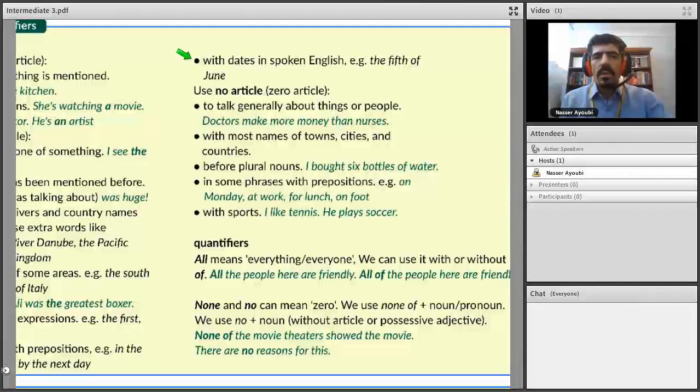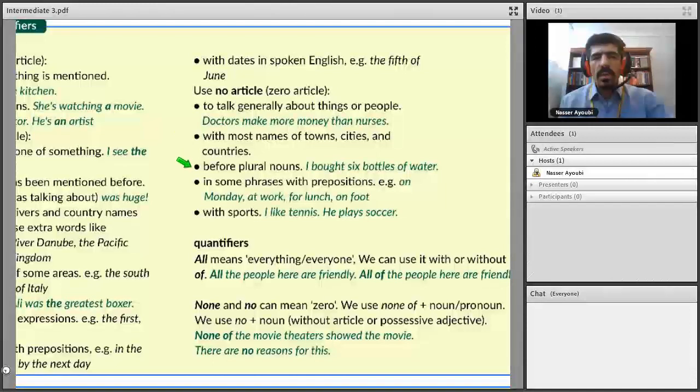And no articles, zero article. To talk generally about things or people. Doctors make more money than nurses, for example. With most names of towns, cities, and countries. Maybe 90% of the cities, towns, and country names are used without article.